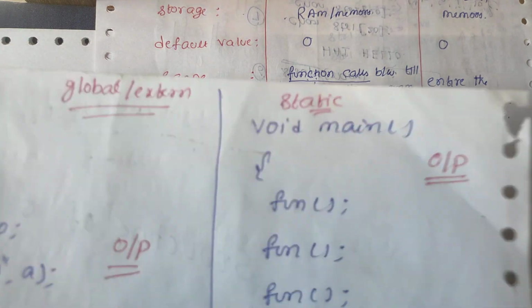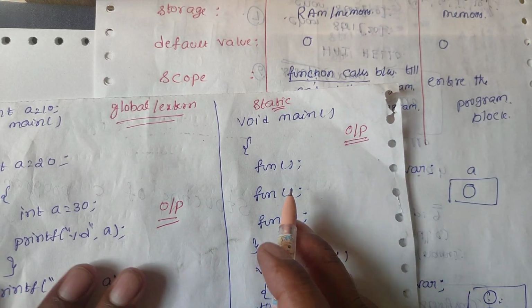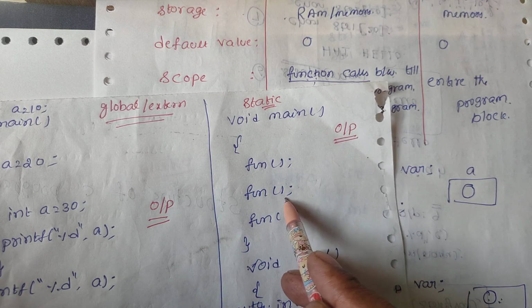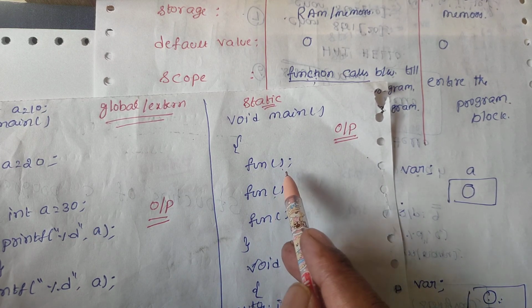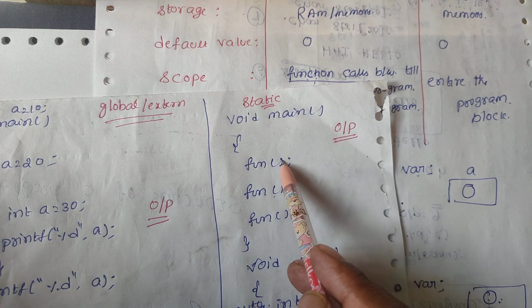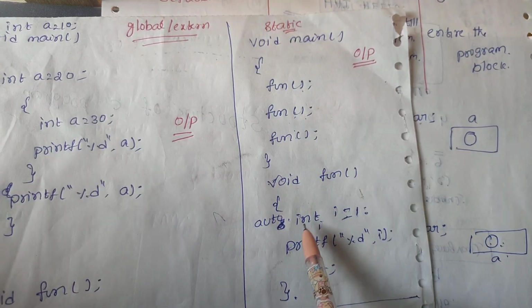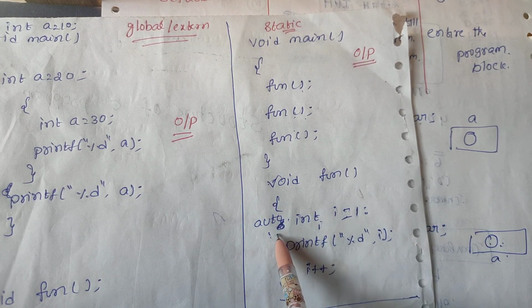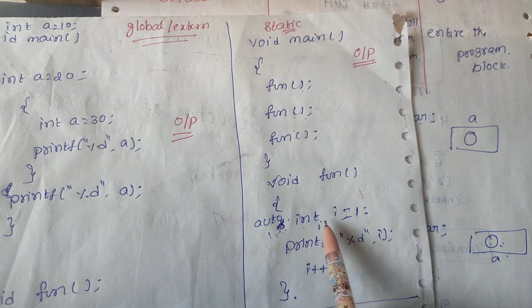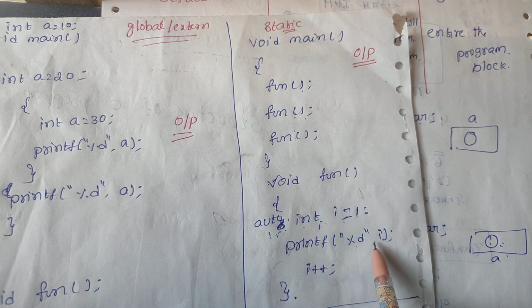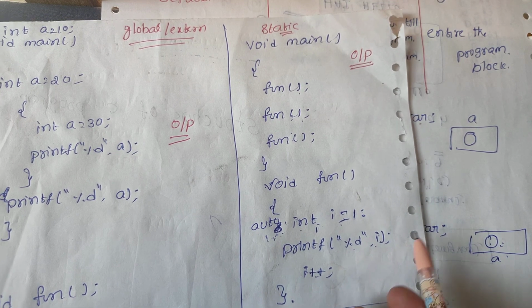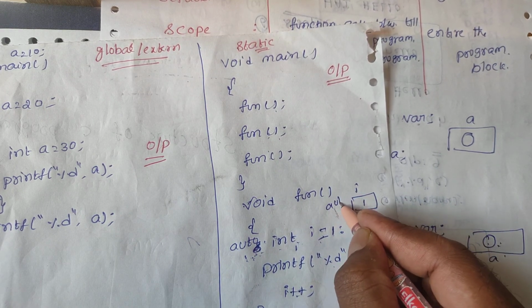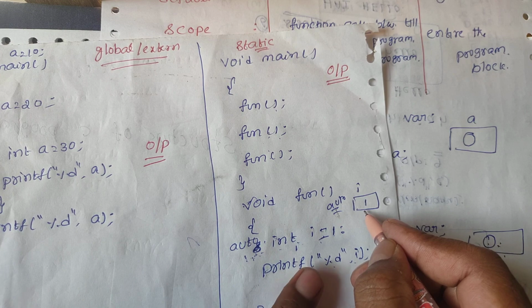To clearly understand the difference between static and external variables, now I will explain one simple program belonging to the static storage class. Here I am taking void main, and I will call the same function three times. In the function I first take an automatic variable: auto int i = 1; printf %d i; then i++. So i is 1 when it is an automatic variable.